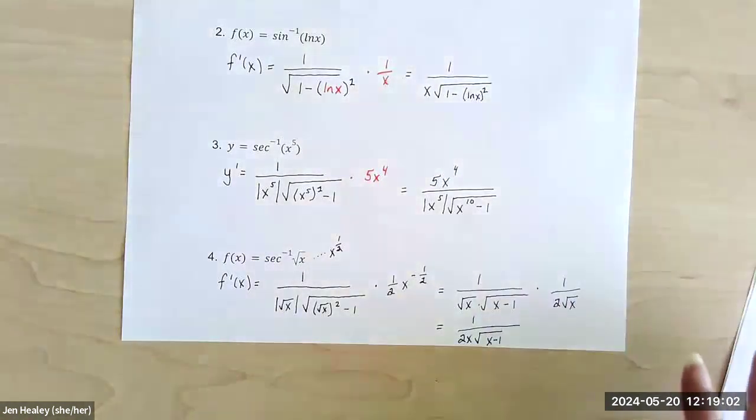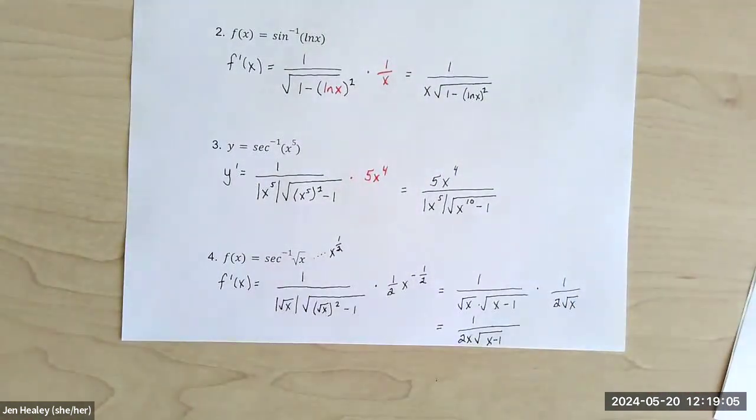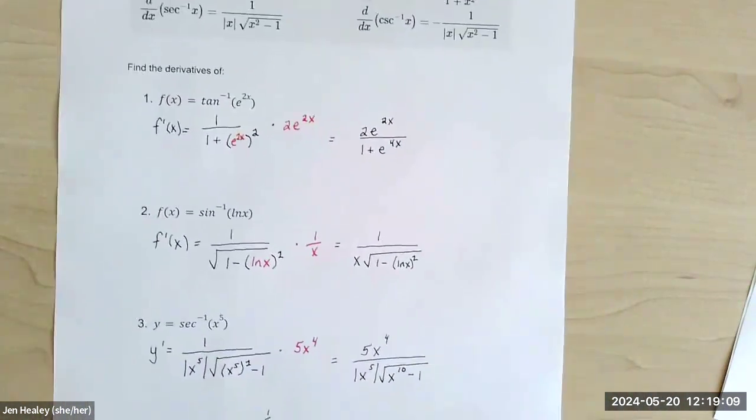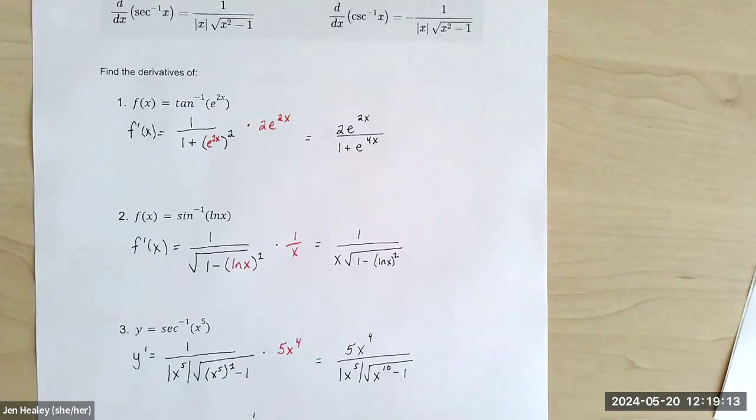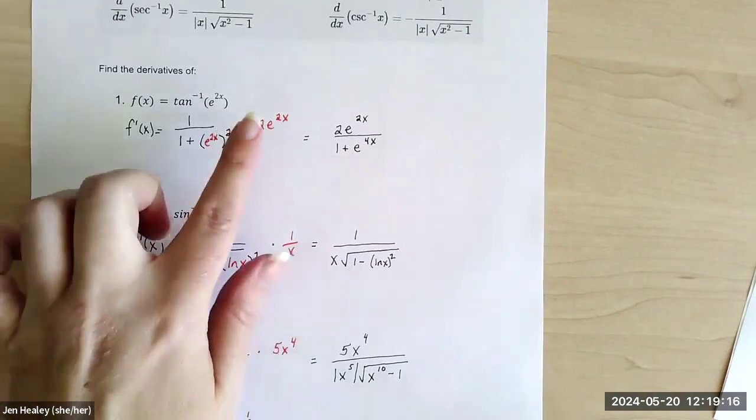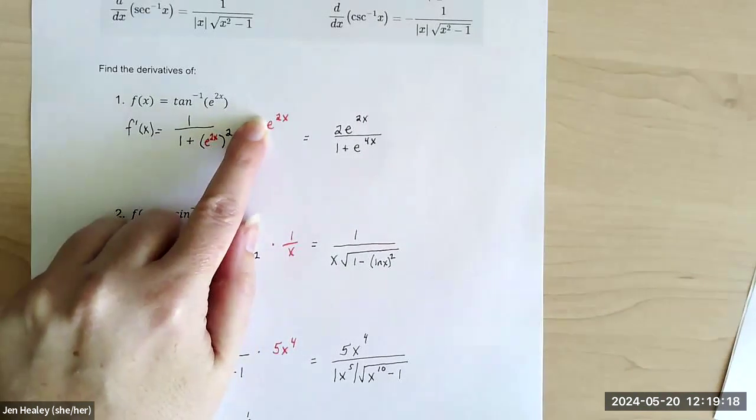Questions on any of those? Yeah. For the first one, you did 2e to the power of 2x. Why did it say 2x as the exponent?